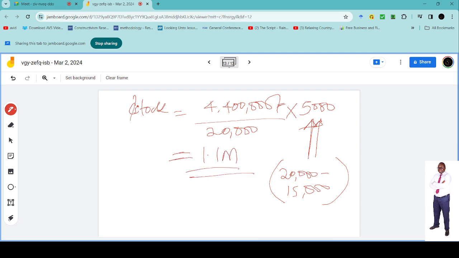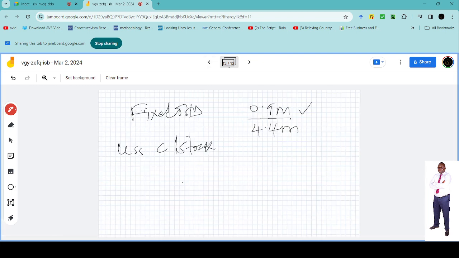So our closing stock is 1.1 million. Let me get back here. So we are subtracting a closing stock of 1.1 million. Once we do that, we have 4.4 minus 1.1, so we have 3.3 million. So when we subtract this cost of sales from our sales, we will get our gross profit.